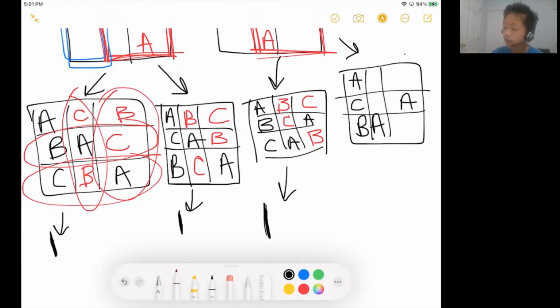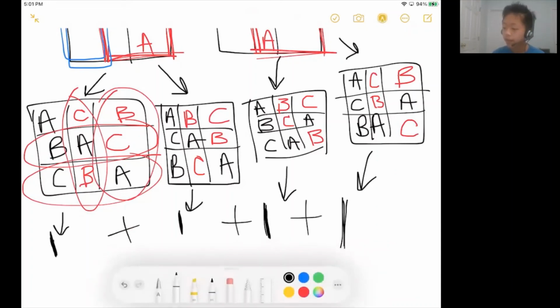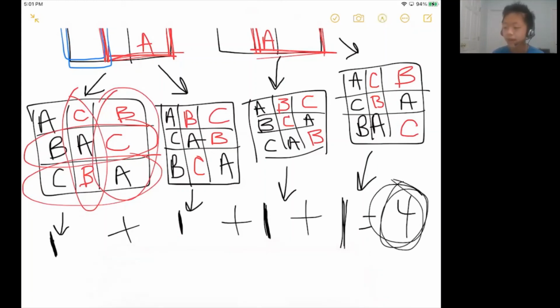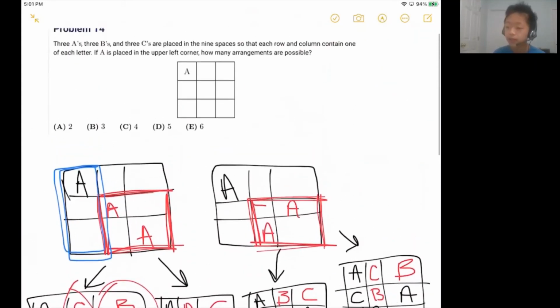And if we look at this last case, as we expect, this grid is also going to be fixed. We know that this one has to be a C, this one has to be a B, this one has to be a C, and this one has to be a B. So there's also one possibility here. So now we've taken care of all of our cases. So we have 1 plus 1 plus 1 plus 1. And if we just do the simple addition, we find that there are exactly 4 possible grids that satisfy the conditions in the problem. And that would be choice C, and we would be done.